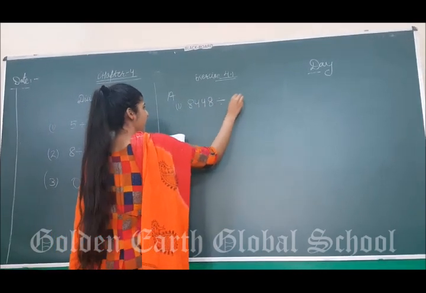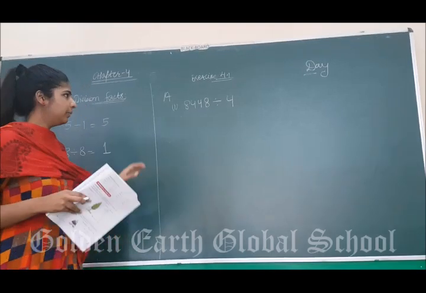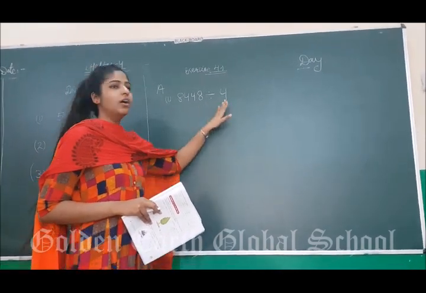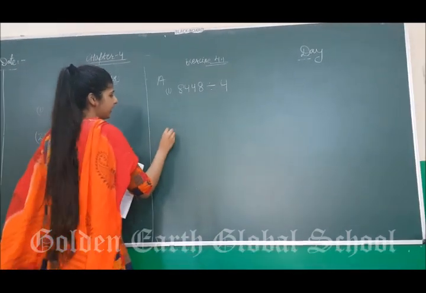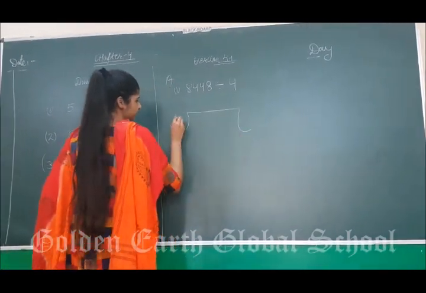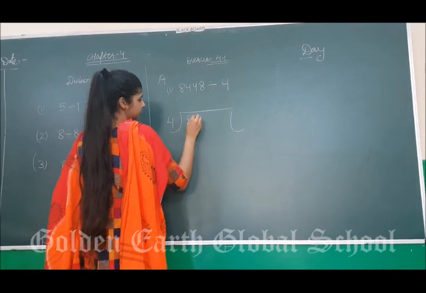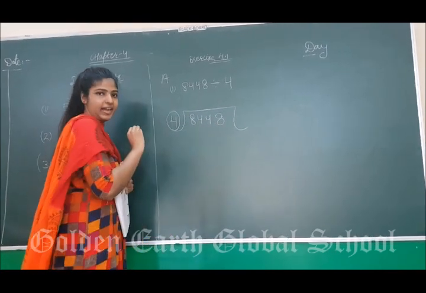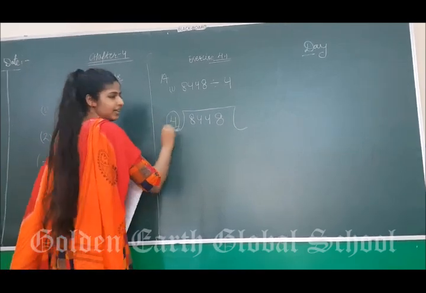8448 divided by 4. So हमने 8448 को किसके साथ डिवाइड करना है? 4 के साथ. So let's start. 4 here. 4 is the divisor, right? What is 4? 4 is divisor.